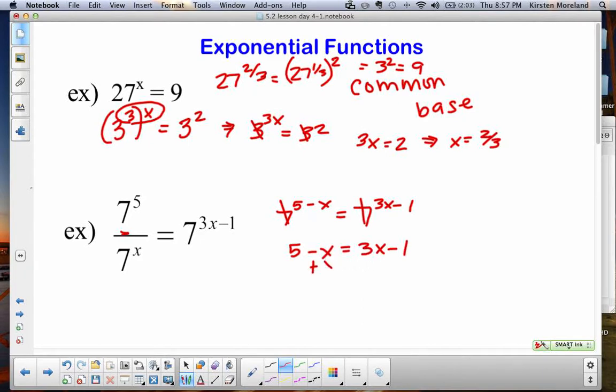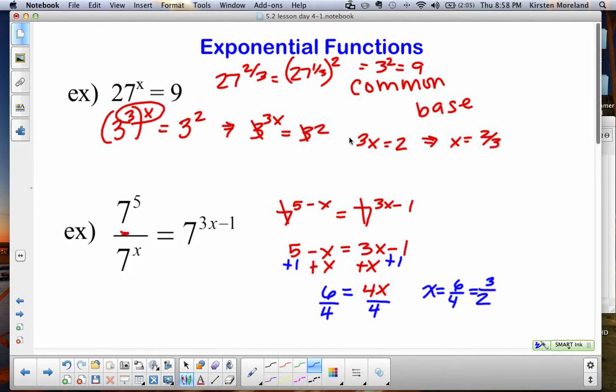Solve it, so I'm going to add x to this side. I get 4x. I'm going to add 1. So I get 4x equals 6. Divide by 4. I get x equals 6/4, which is equivalent to 3/2.